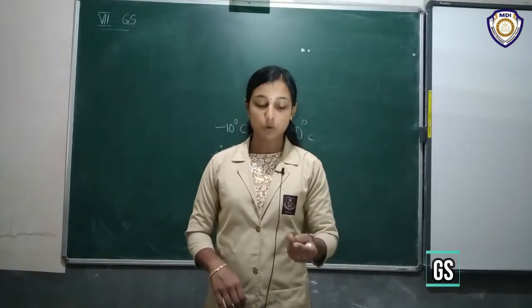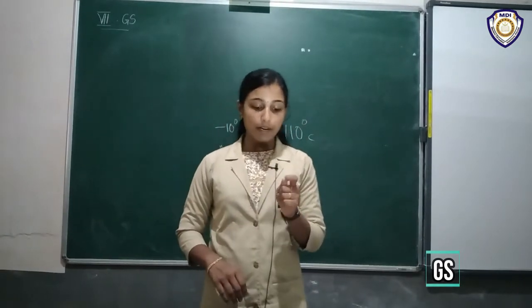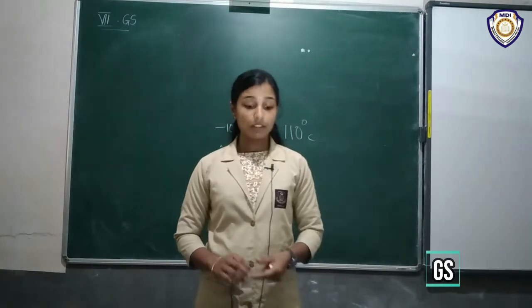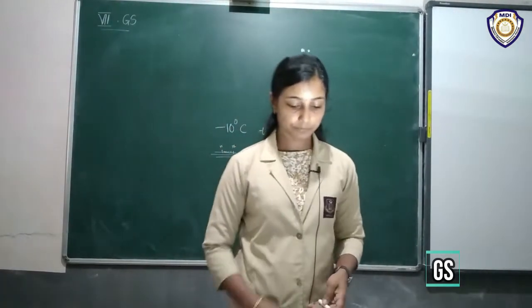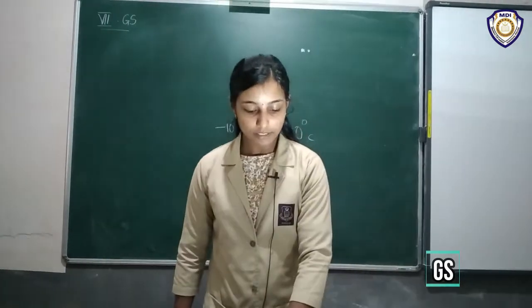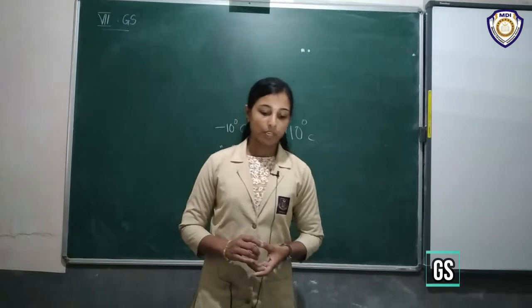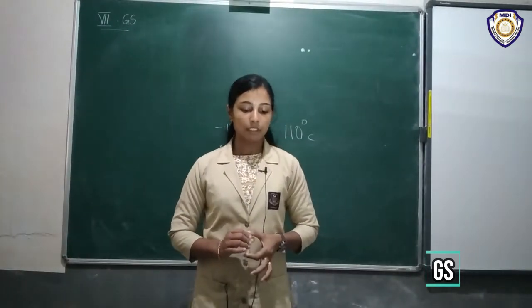Okay. So you have to dip the thermometer in water so that the bulb is immersed in water but does not touch the bottom or the sides of the container. And hold the thermometer vertically. Observe the movement of mercury in the thermometer. Okay. Wait till the mercury becomes steady.